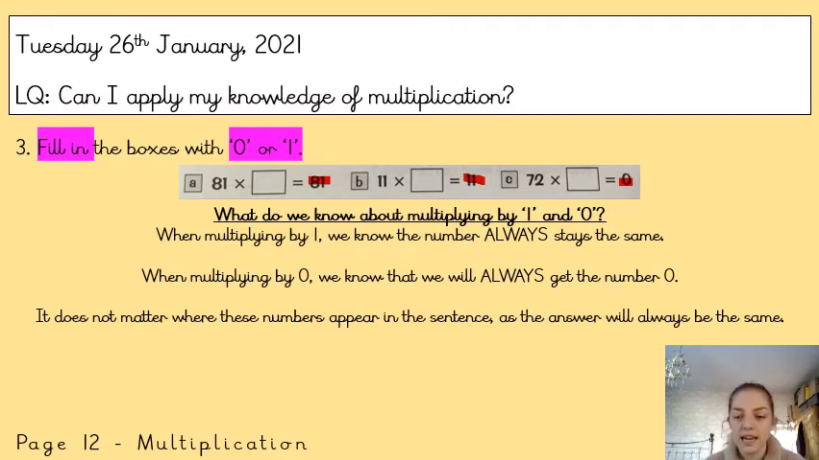Now, if they are the same, what does that mean? What number must it be in that blank square? If the answer is 0, looking at the rule that we've just discussed, what is it going to be multiplied by? Okay, so have a think about that one and have a good go, okay?